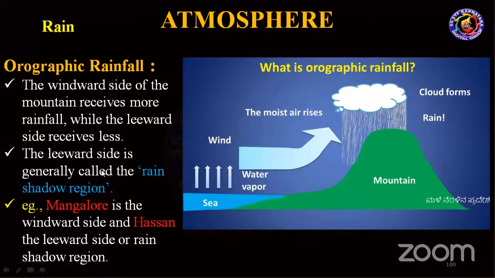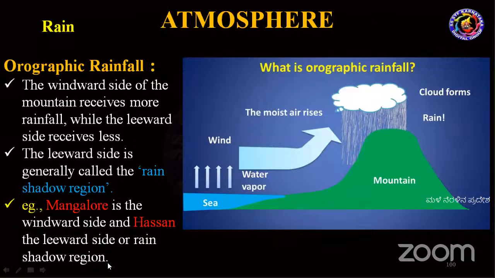The leeward side is generally called the rain shadow region. Why? Because it receives very less rainfall than the windward area. Because of that, it is called a rain shadow region here. An example, Mangalore is the windward side, and Hassan the leeward side or rain shadow region here.